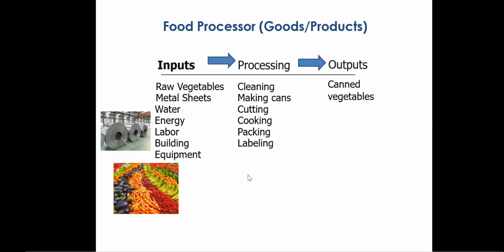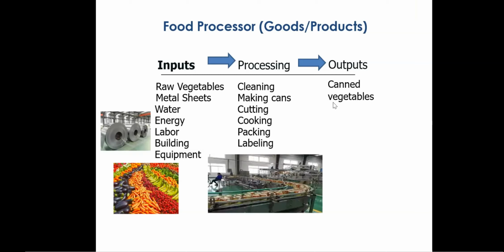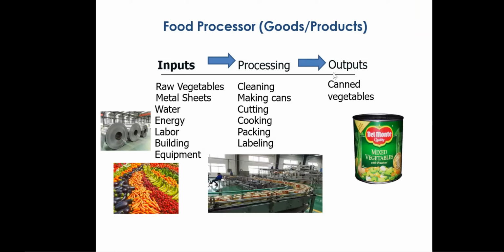Then we have the process. The processing involves cleaning, making the cans, cutting the vegetables, cooking, packaging, and labeling. These are the scenario in the vegetable can factory. And as the output, we have the canned vegetables to ship out to all the stores. That's how the process works. So we have input, processing, and then we have the output. And remember, we need to control everything.